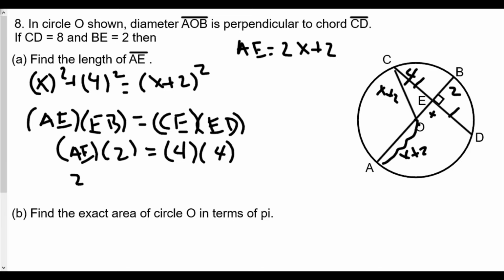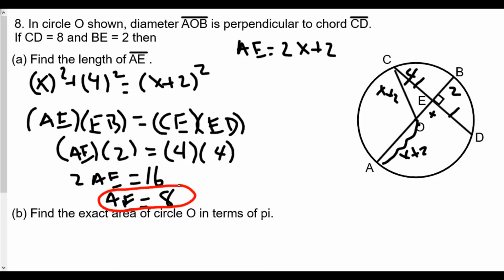So we get 2AE equals 16. AE is 16 divided by 2, or just plain old 8. No quadratics required.